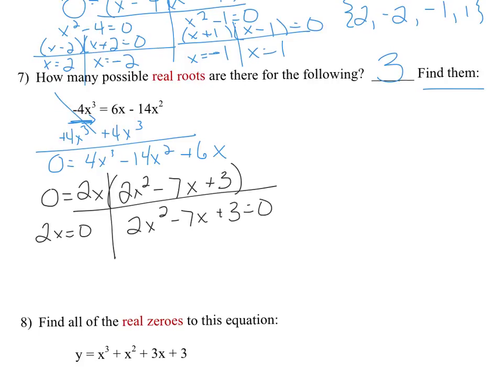Obviously, some of them are harder. This one, 2 times x is 0. Well, then x has to be 0. If you need to, you can, of course, divide by 2, but there's no other way. This one over here, there's no GCF in that anymore, so we have to factor that.